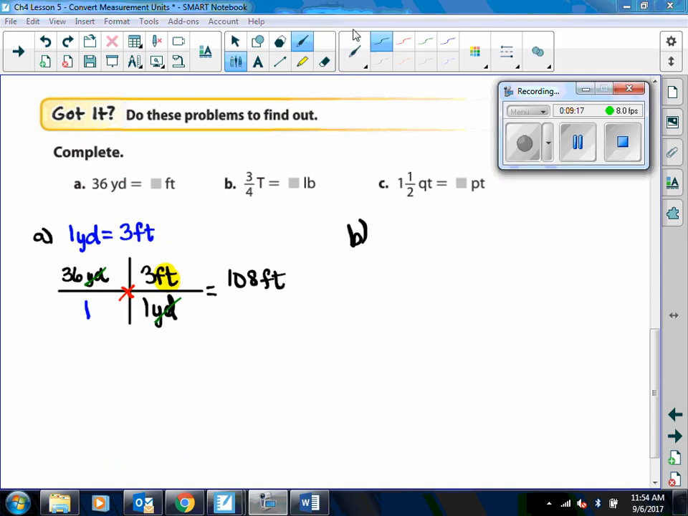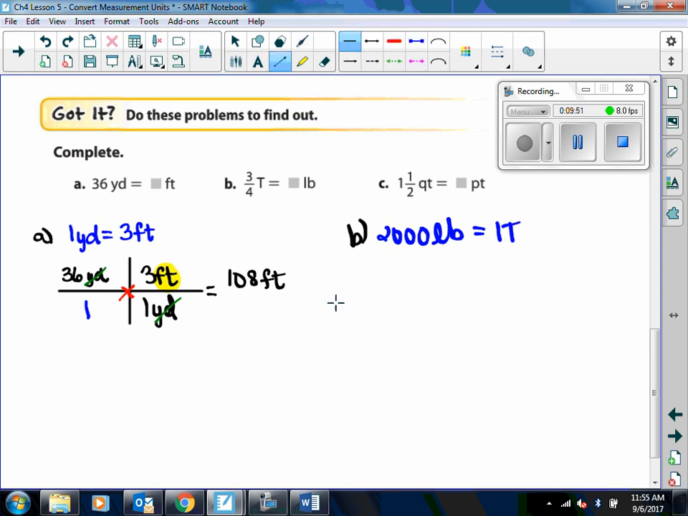All right, so for example B, now this one is different because we have a fraction. So here we've got 3/4 of a ton. So when we write this, well, first we want to figure out what our conversion factor is. So we know that 2,000 pounds is equal to 1 ton. Okay? So now we can put this on our dimensional analysis chart.